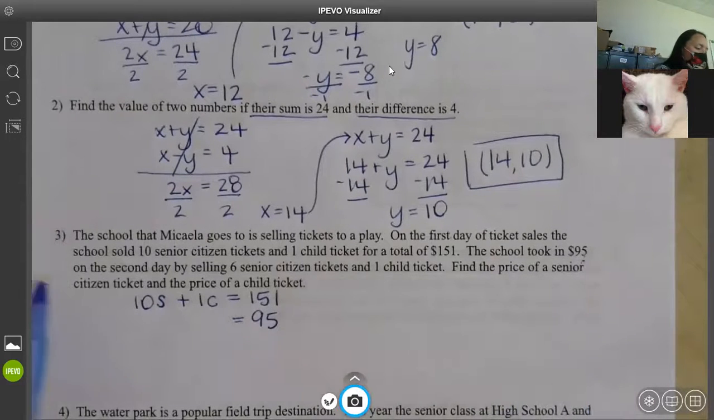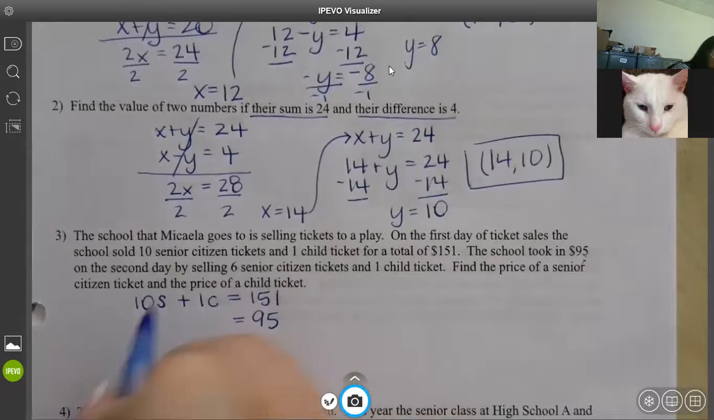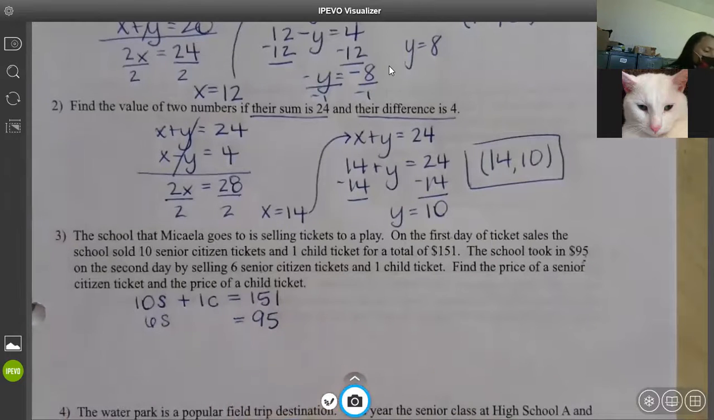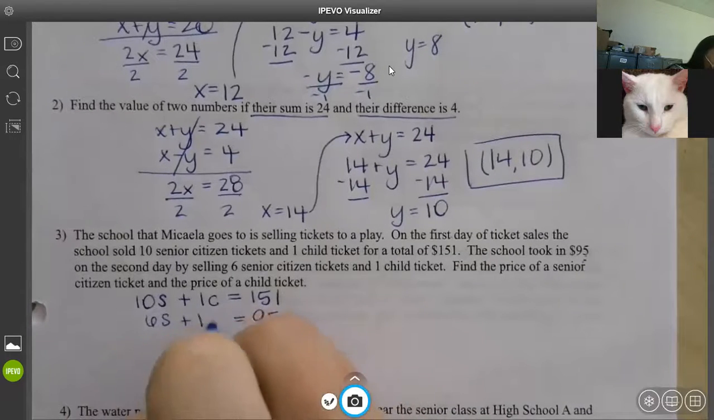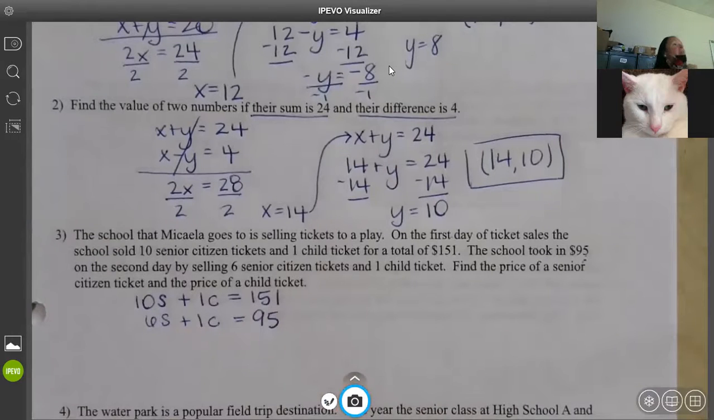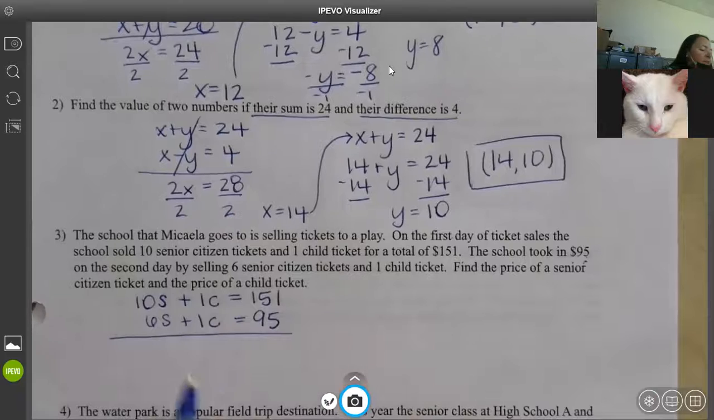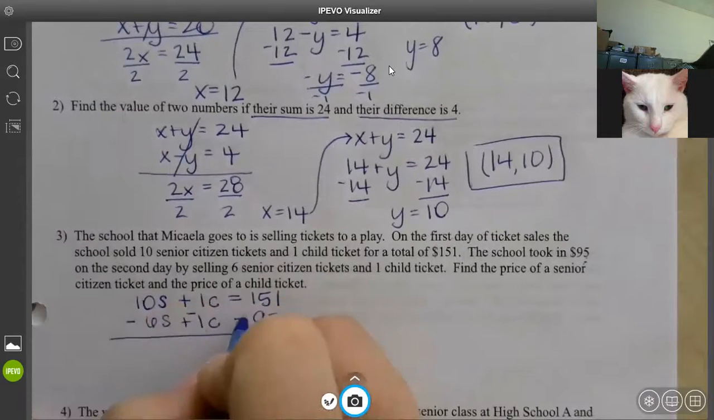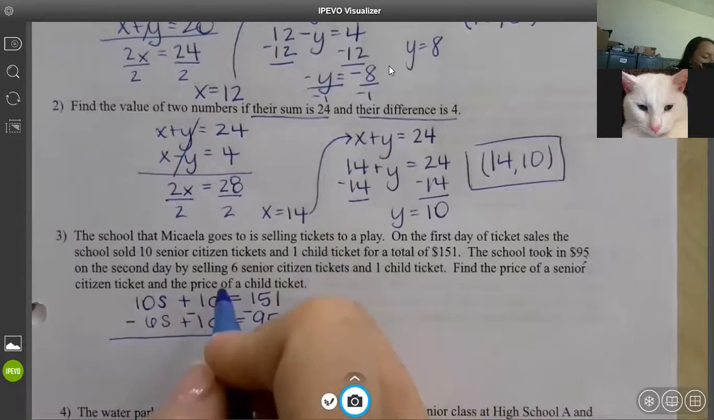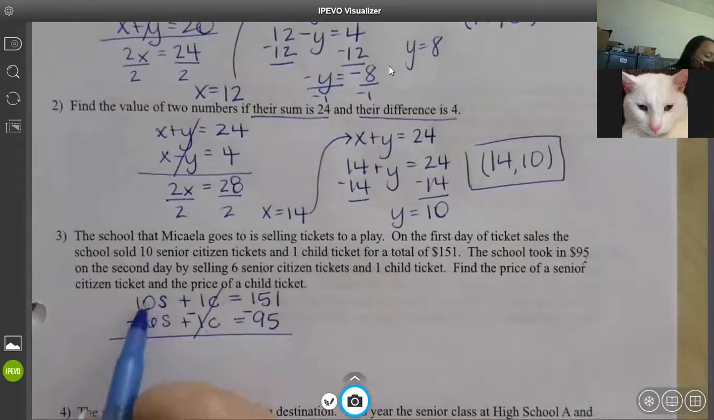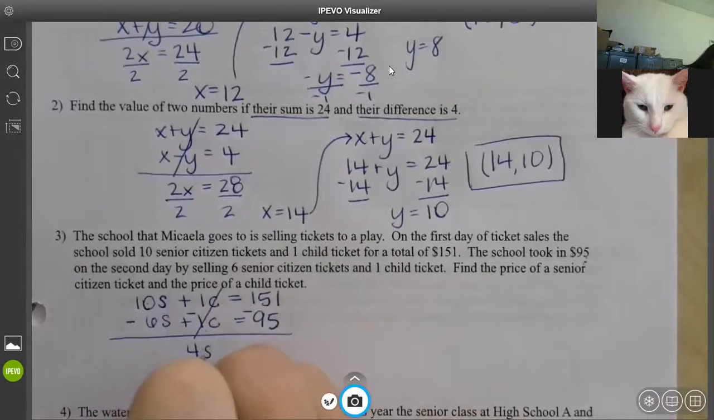The school took in 95 on the second day by selling 6 senior citizens. So we're going to line it up: 6 senior citizens and 1 child. Now, the first one I'm going to solve by hand just to show you. I'm going to leave it as S and C. If you look, we have 2 that look alike, but they're exactly the same. How do we get them to cancel out? Change the sign. So then these will cancel out. 10 minus 6 is 4S.